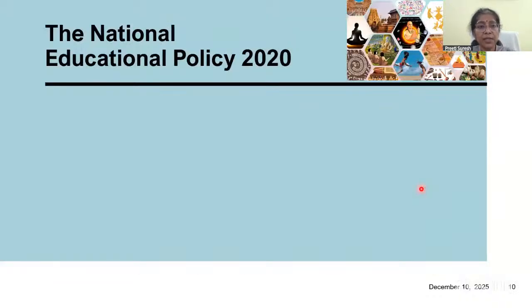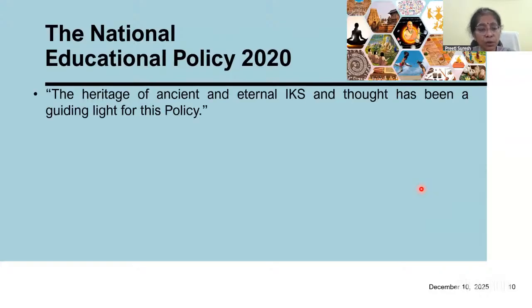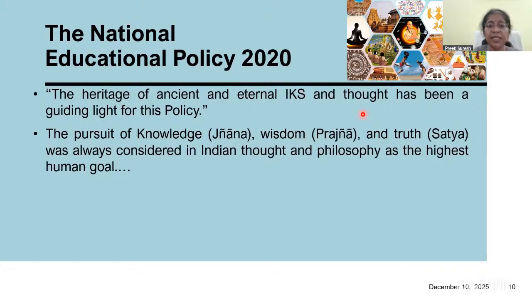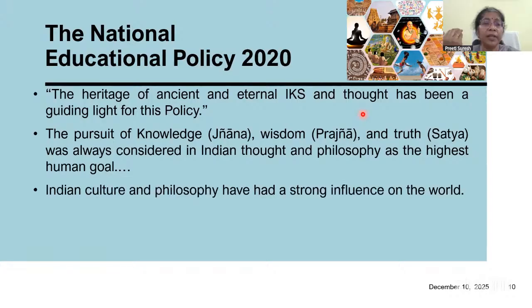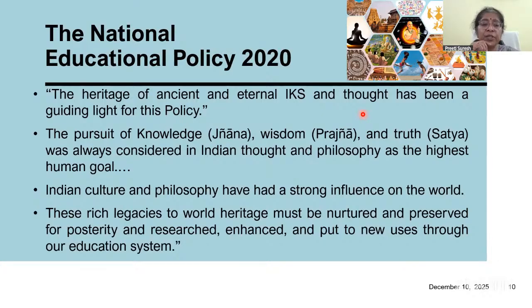This is how the National Education Policy also mentions that the heritage of ancient and eternal IKS and thought has been the guiding light of our policy. The pursuit of knowledge, that is jnana, wisdom, that is pragya, and truth, or satya, has always been considered Indian thought and philosophy. And this was considered the highest goal that a human can achieve. It was in this context that there was Indian influence on the world. And there are these legacies which were nurtured in this part of the world. They were preserved, they were researched, and they were put to use.